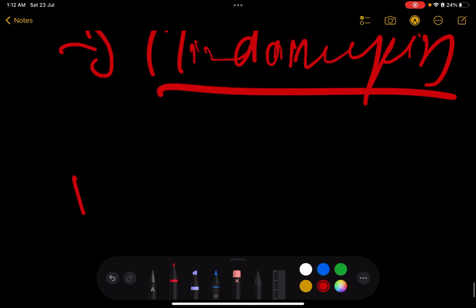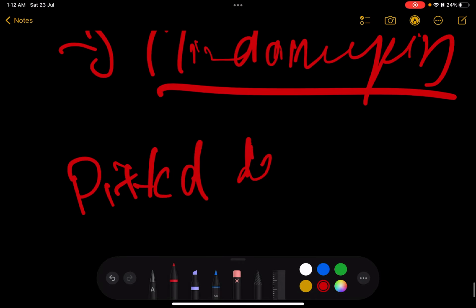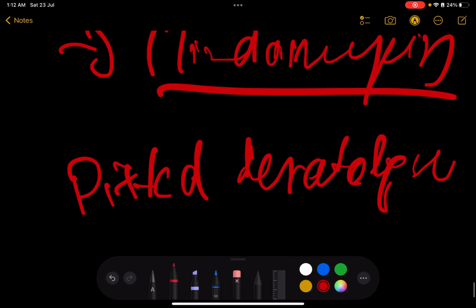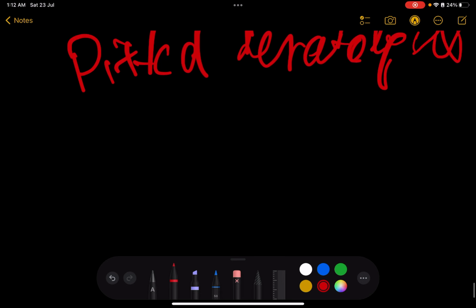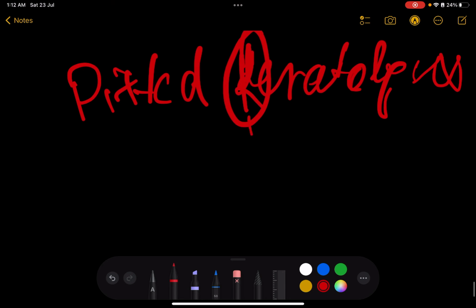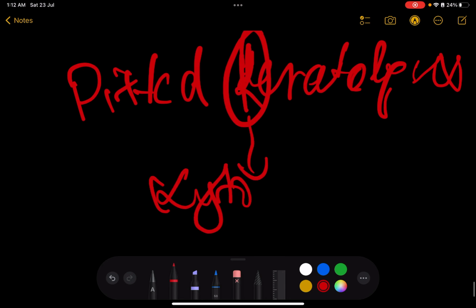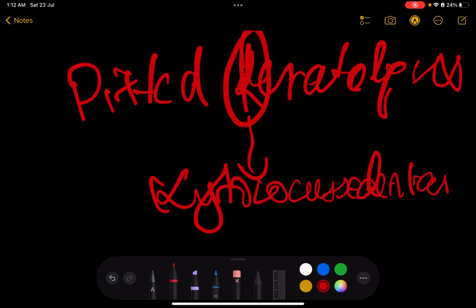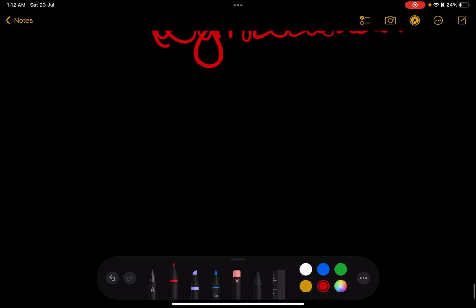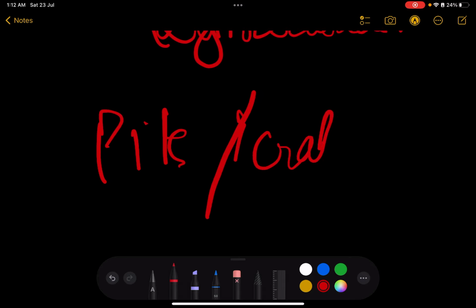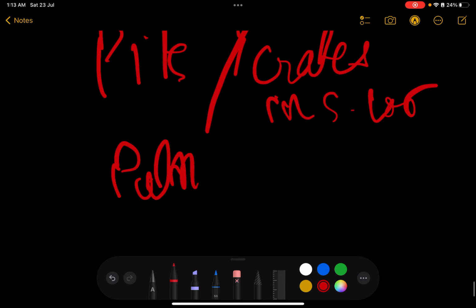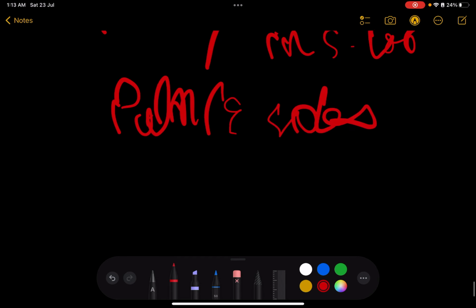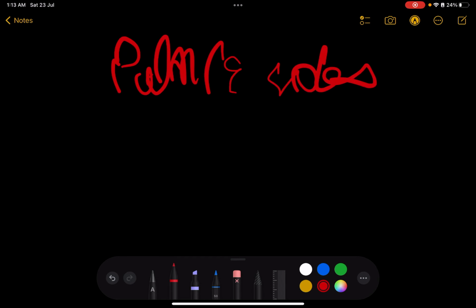Then we have pitted keratolysis. What does it cause? The cause is something called Kytococcus sedentarius. A messed up name, not very important. Pits and craters are seen in the stratum corneum, obviously on the palms and soles. It's seen in farmers actually.